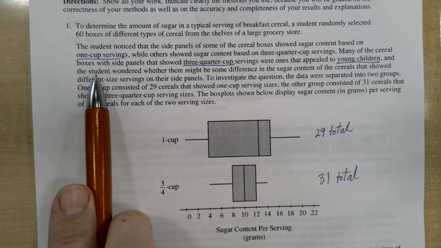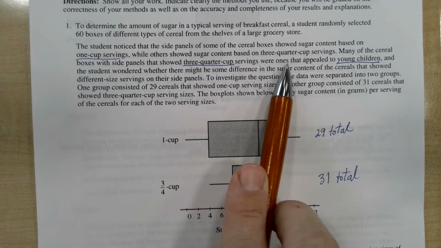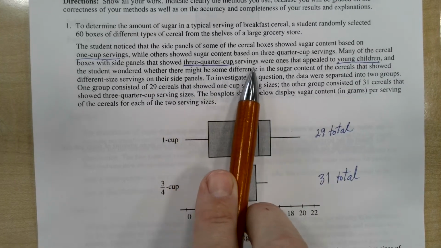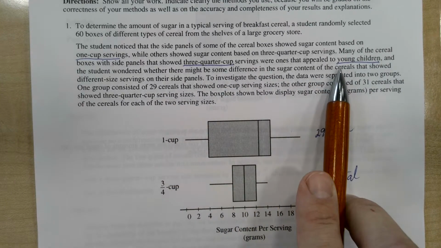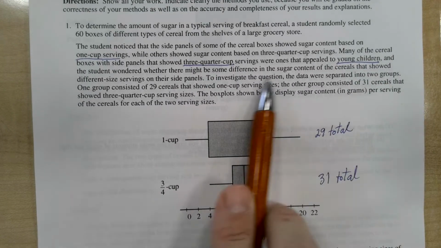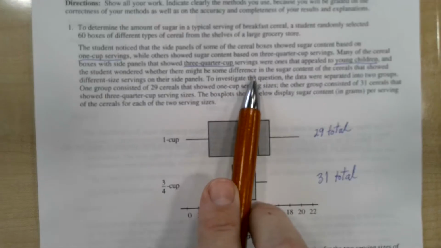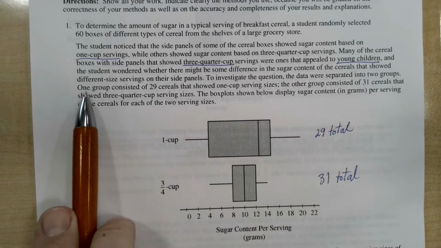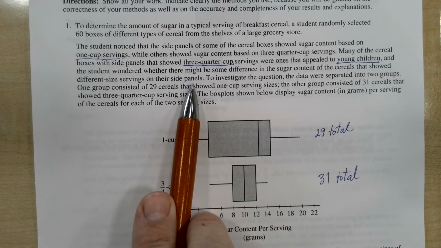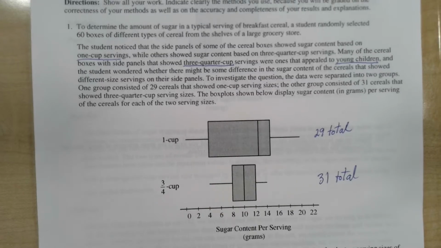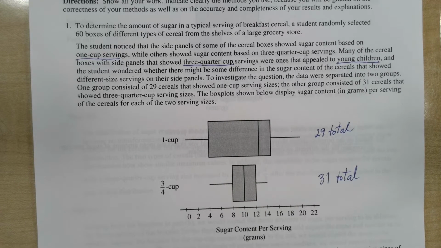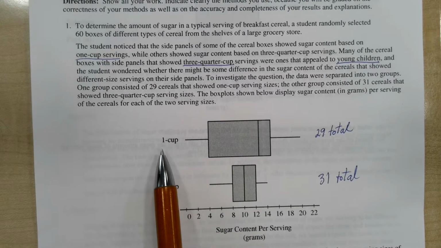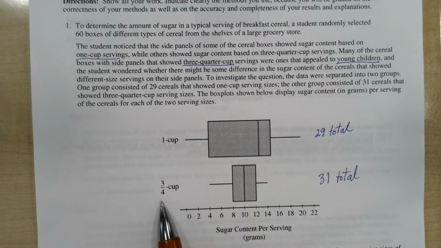Many of the cereal boxes with side panels showing 3/4 cup servings were the ones that appealed to young children. And the student wondered whether there might be some difference in the sugar content of the cereals that showed different size servings on their side panels. So this might be a situation where the cereal companies are kind of trying to trick the parents, or the people buying the cereal, into thinking that they're healthier than they really are. Instead of using a full cup as 1 serving, they're using 3/4 cup as a serving.